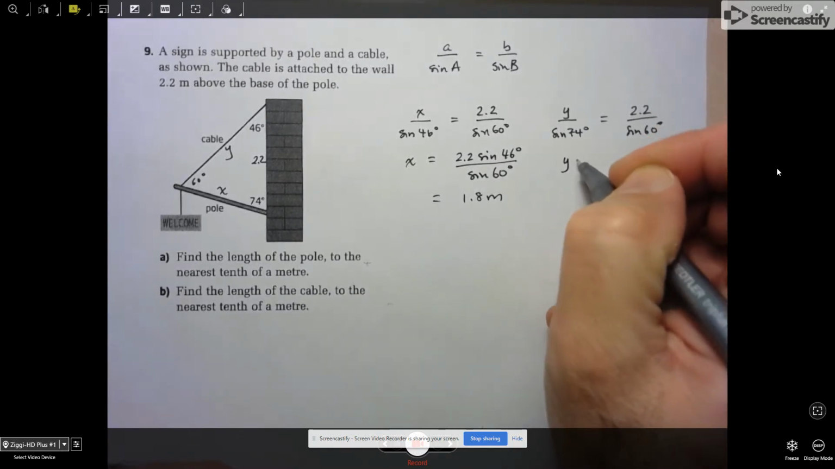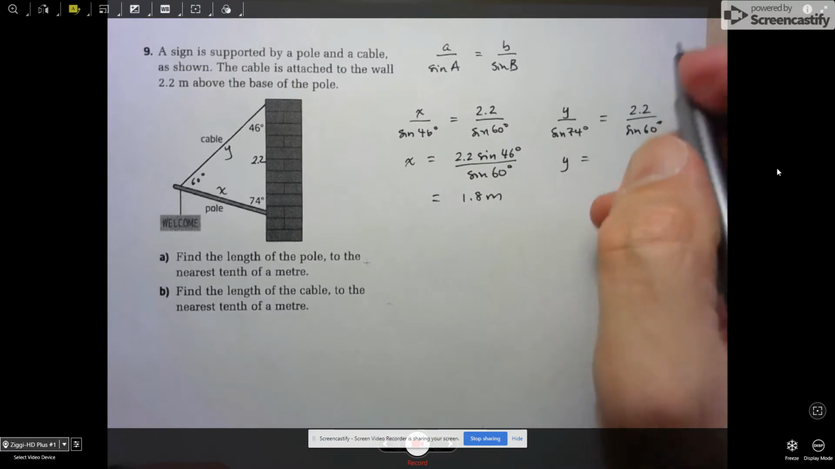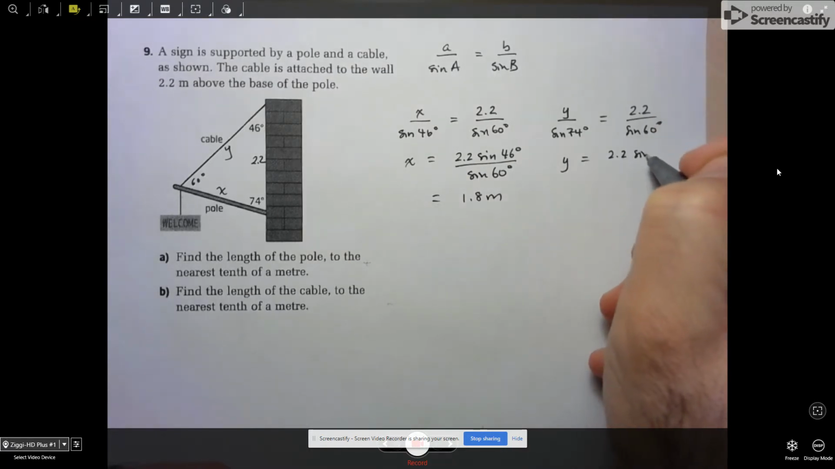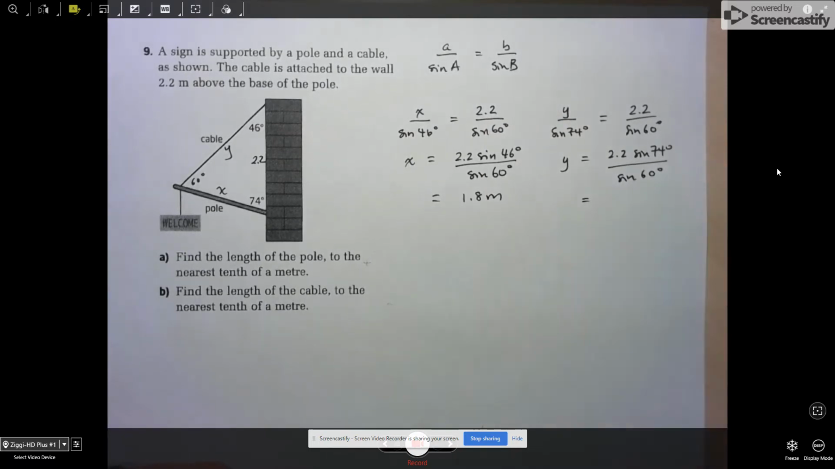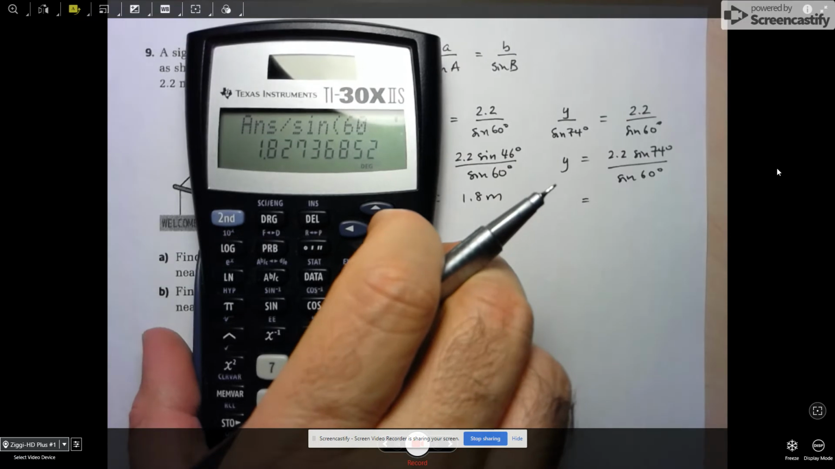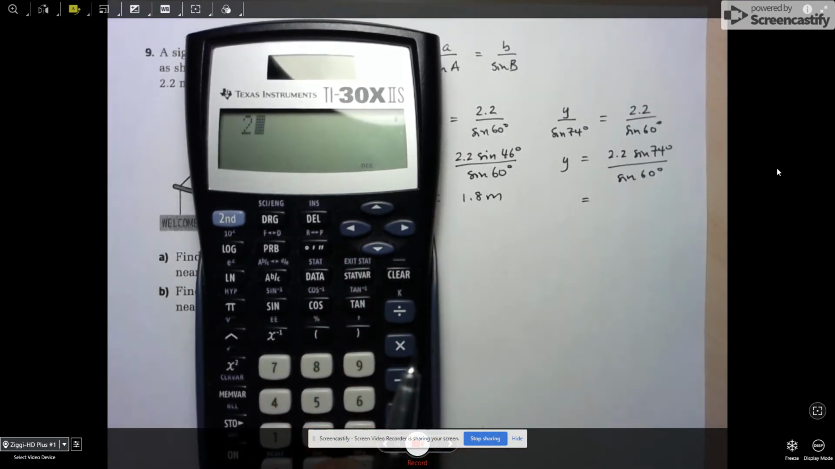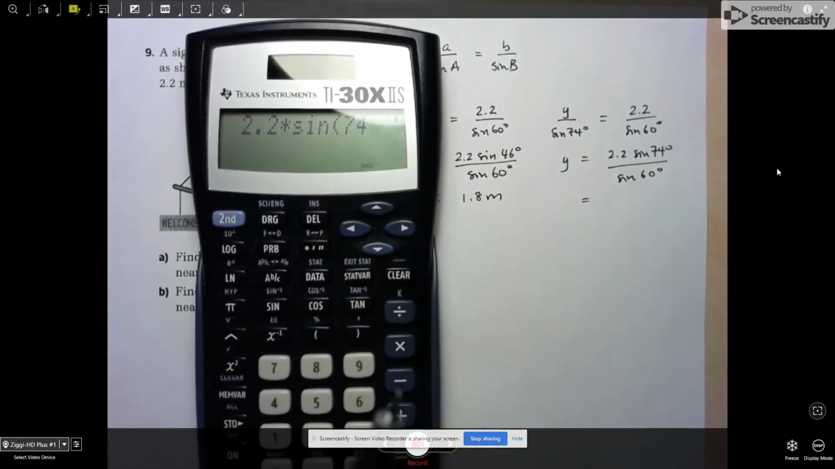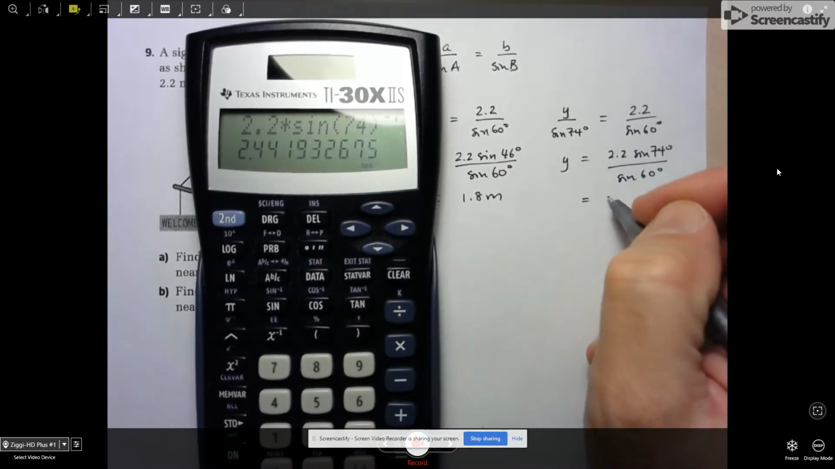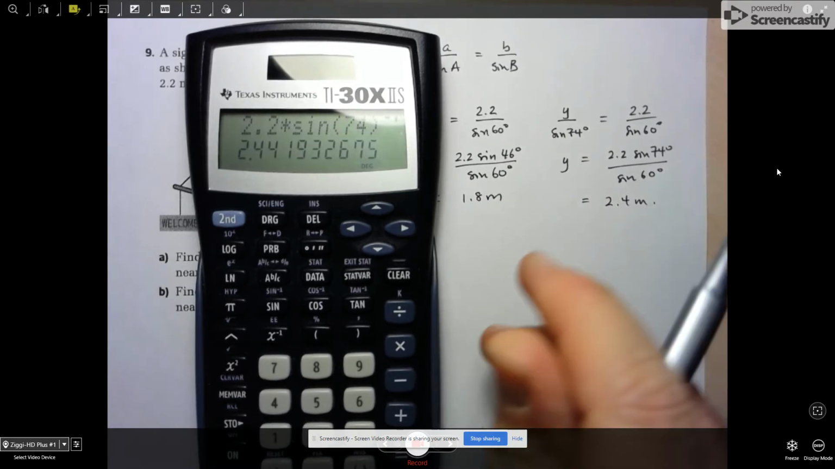And so y, again, I just multiply both sides now by sine 74. So 2.2 times sine 74 divided by sine of 60. And now we'll find our other value here. So let's do that. We've got 2.2 times sine of 74. Just to show you I can do it in one step, because this opens up a bracket, I have to close it. And now I can divide by sine of 60. All right, so make sure you know how your calculator works. And here we have 2.4 meters.